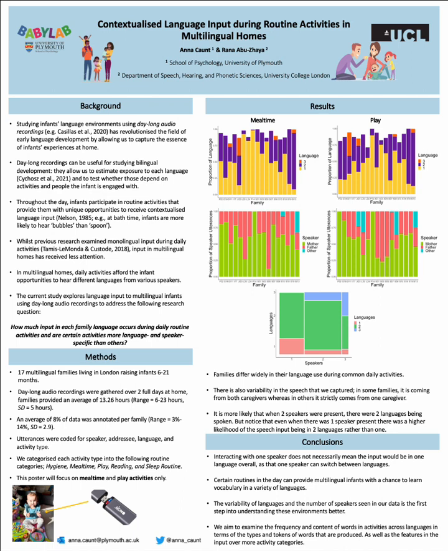The variability of languages and the number of speakers seen in this data presented today is the first step into understanding these environments better. And in the next stages of our analysis, once all family data have been annotated, we aim to examine the frequency and content of words and activities across languages in terms of the types and tokens of words that are produced, as well as the features in the input over more activity categories.